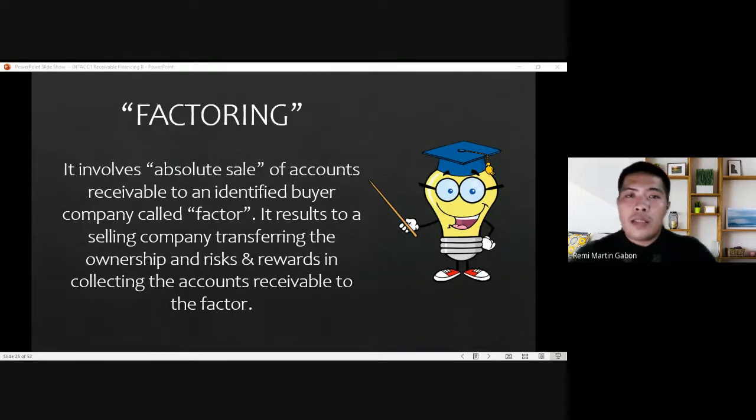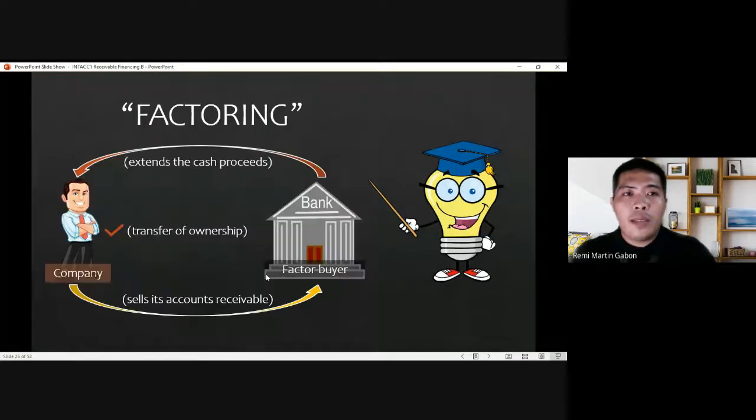Now, if we're going to compare factoring with the first two receivable financing scheme, which is yung pledging at saka yung assignment, factoring of accounts receivable is considered as absolute sale. Therefore, there is a transfer of ownership. Okay? There's a transfer of ownership.